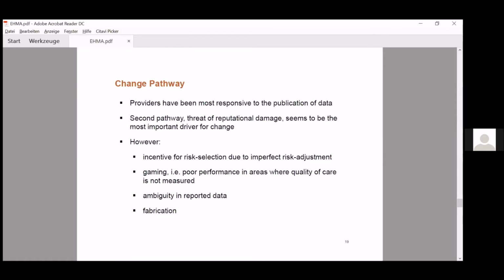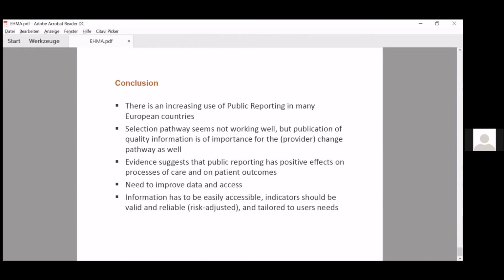We find that the evidence shows that there's incentive for risk selection through public reporting. There's some evidence of poor performance in areas where quality of care is not measured, or other ambiguities in reporting data, to outright fabrication. So I come to the conclusion, which is that there is an increasing use of public reporting in many European countries. The selection pathway seems not to work too well, but publication of quality information is of importance too for the provider change.